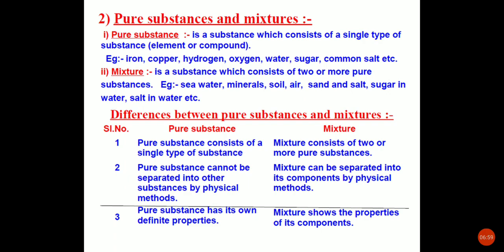And the last difference is that a pure substance has its own definite properties. Water always has its own property. That means a pure substance has its own definite property. It does not change. In the case of a mixture, it shows the properties of its components. It does not have any fixed property. These are the differences between pure substances and mixtures.